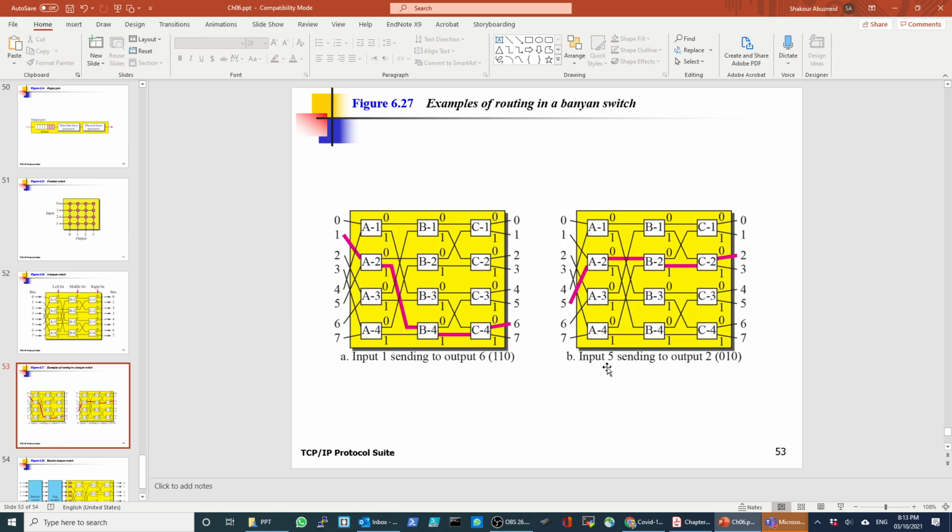In this example, the input 5 is sending to output 2. How do you write 2? 010. Okay? So we know it's coming from 1. And the map in here goes to output 0. And then output 1. And this output 1. And this output 0, this gets you to 2. All right? It gets you to 2.